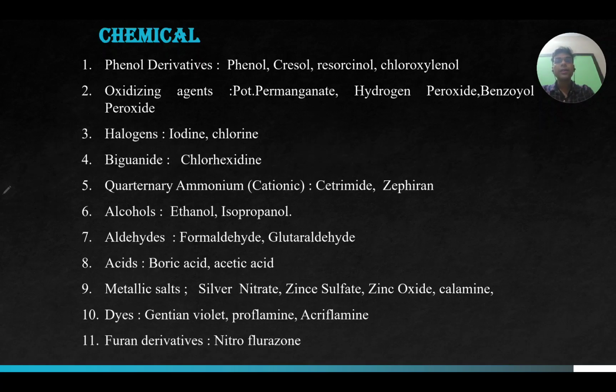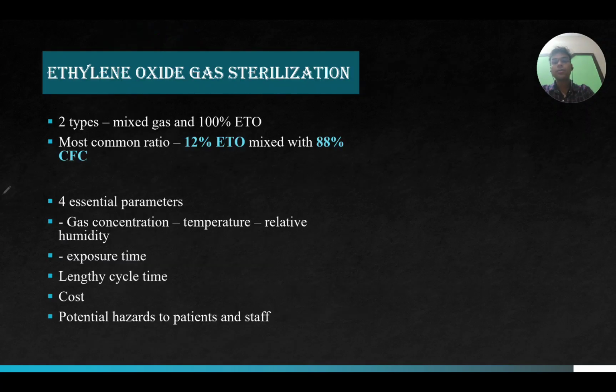Chemicals include phenol derivatives, phenol, cresol, resorcinol, chloroxylenol. Oxidizing agents like potassium permanganate, hydrogen peroxide, benzoyl peroxide, halogen like iodine, chlorine, biguanide chlorhexidine, quaternary ammonium like cetrimide and Zephiran, alcohols like ethanol, isopropanol, aldehyde like formaldehyde, glutaraldehyde, acids like boric acid, acetic acid, metallic salts like silver nitrate, zinc sulfate, zinc oxide, calamine, dyes like gentian violet, proflavine, acriflavine, furan derivatives like nitrofurazone.